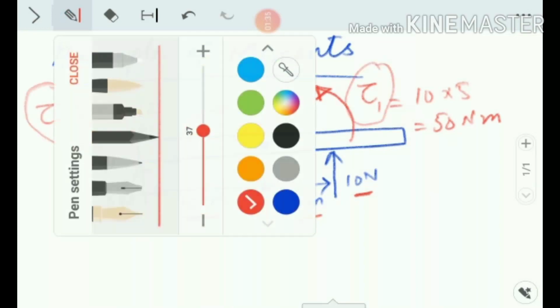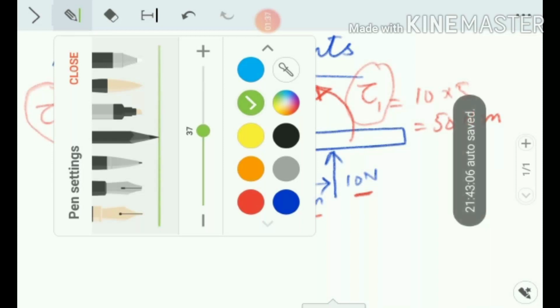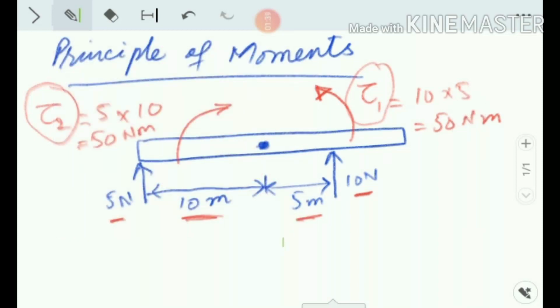So what will be the result? The result will be that the lever will not move because both the torques are equal and opposite. One torque is 50 Newton meter anti-clockwise and this is 50 Newton meter clockwise. So both will be balanced. So we'll say that the lever will be balanced, or we'll say it will not move, or we can say that it is in equilibrium.